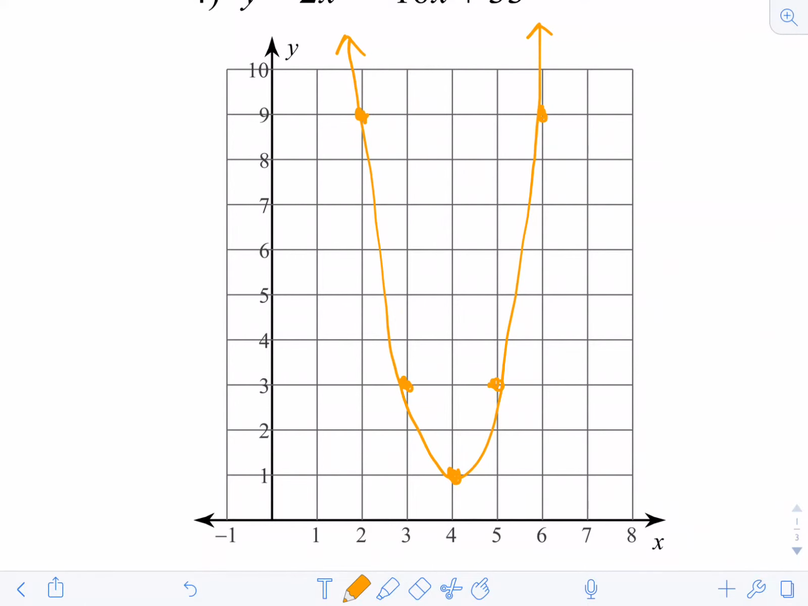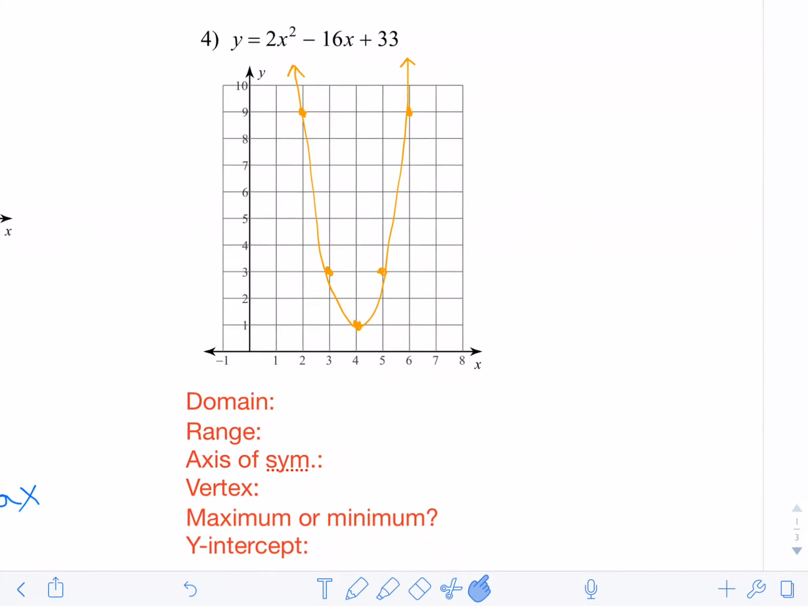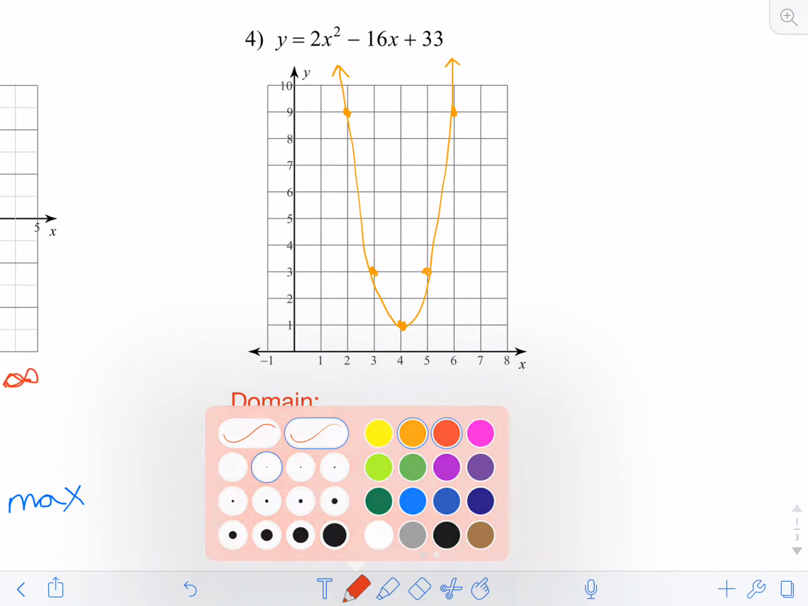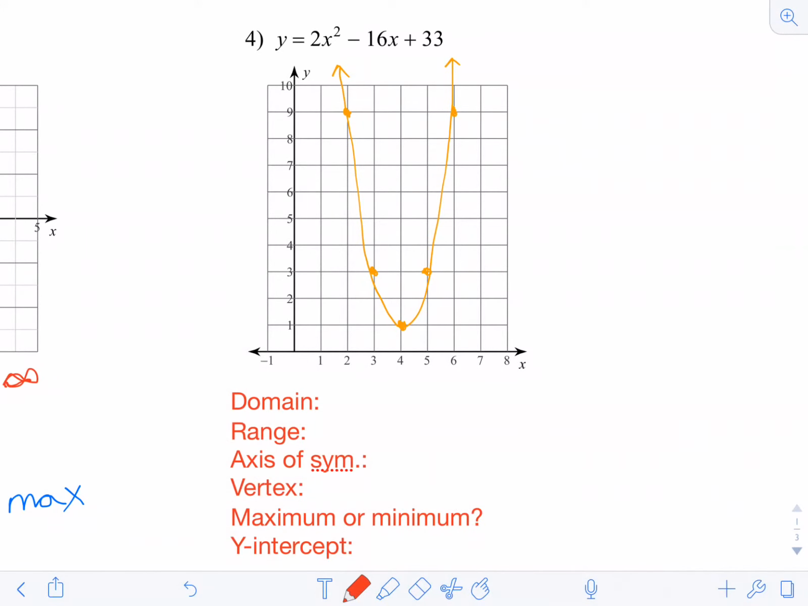Alright, let me go ahead and answer my questions now. First one is my domain. So again, your graph keeps going a little bit to the left and a little bit to the right. So that's going to cover all my x values. So that's all real numbers, or you can write it as negative infinity less than x less than positive infinity. My range, those are my y values. I'm starting down here and I go up, up, up. So my y values are going to be greater than or equal to that number, which I'm starting at 1.